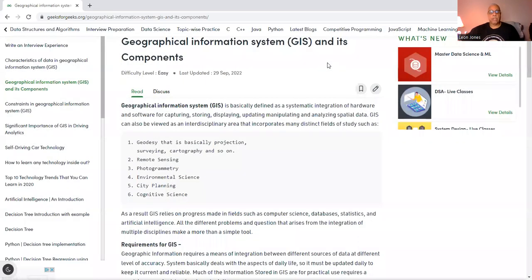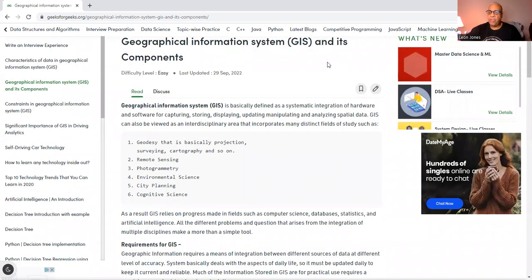All right. What is GIS and its components?